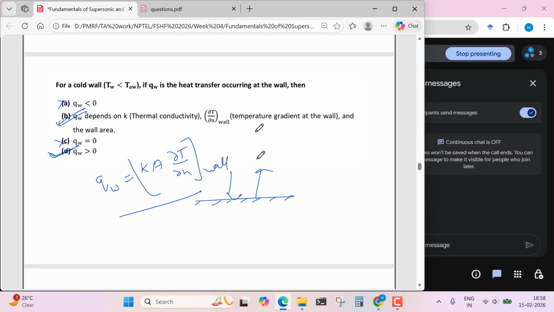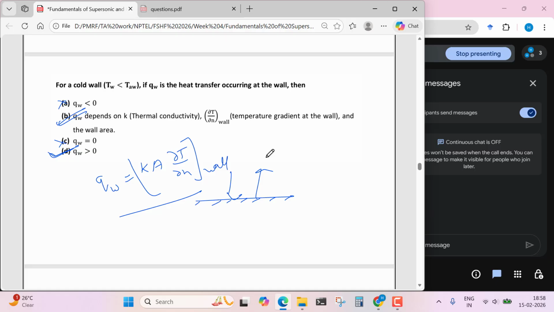Okay, we'll see the next problem. For a cold wall, TW less than TAW, if QW is the heat transfer occurring at the wall, then option A, QW is less than 0. Option B, QW depends on K, thermal conductivity, dou T upon dou N at the wall, the temperature gradient at the wall, and the wall area. Option C, QW equal to 0, and option D, QW is greater than 0.